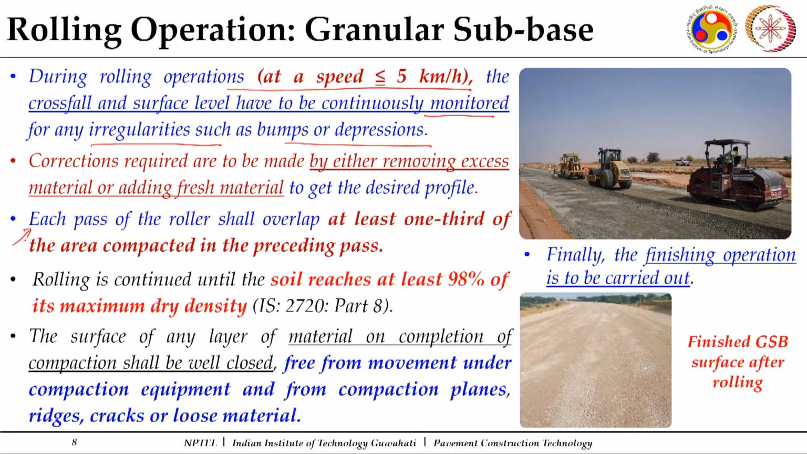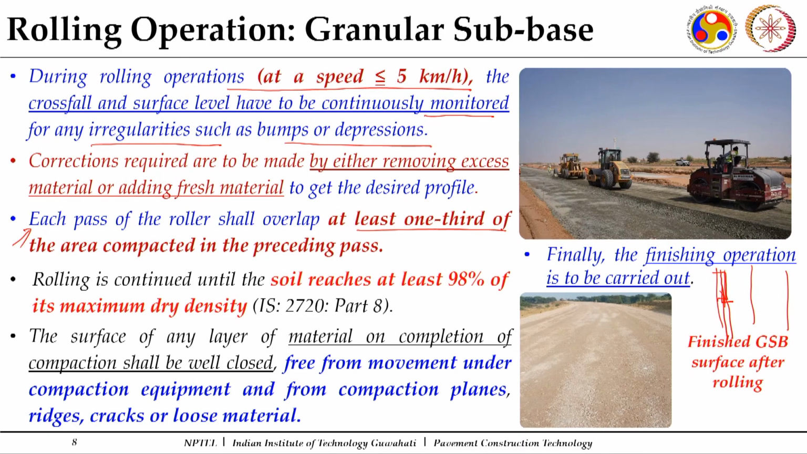It says each pass of the roller shall overlap at least 1/3. So, as I mentioned, if this is my crown and I am proceeding, when this is one pass, then when it comes for the second pass, the existing one should be overlapped by 1/3 of it. So, you can see how the rollers will be moving in the field. They will be moving in a pattern.